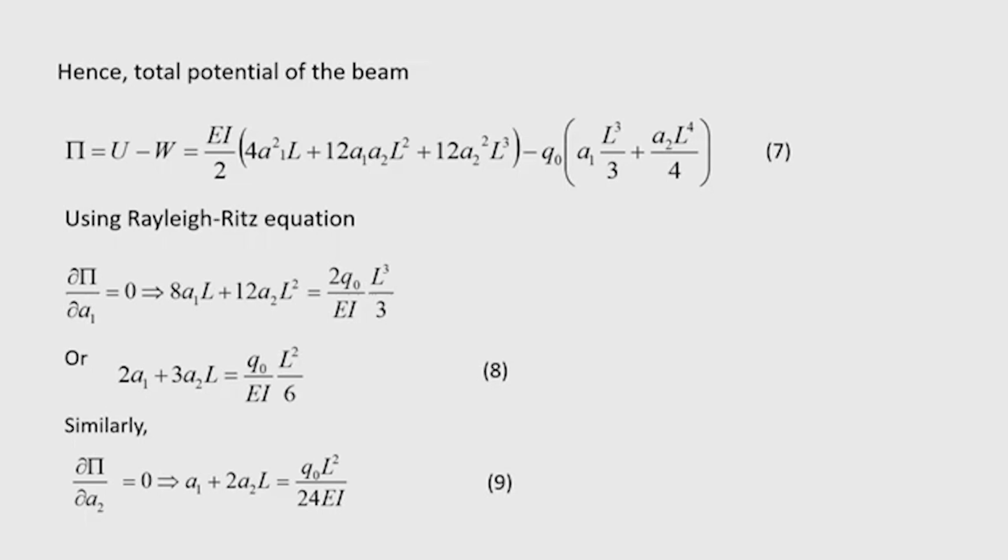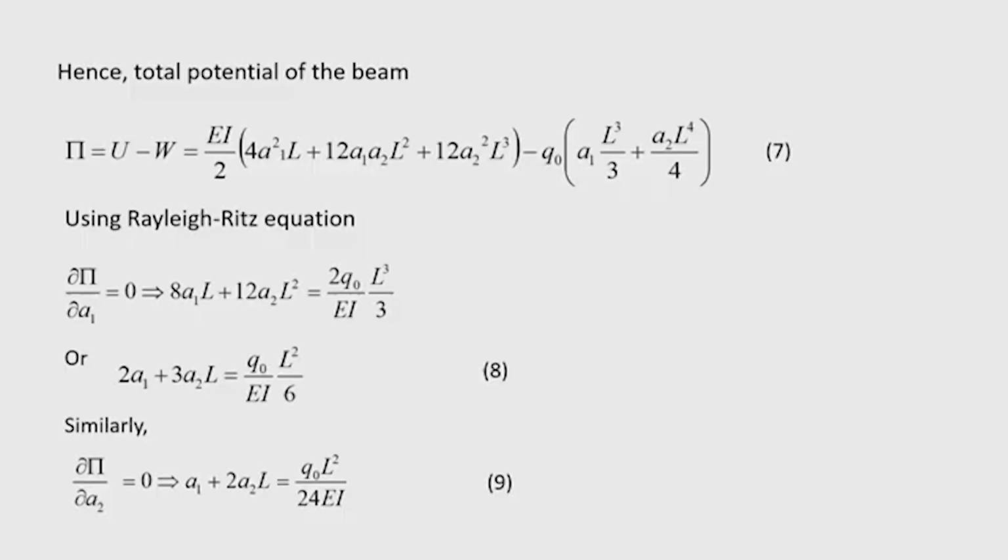Now, we use Rayleigh's equation. So, what is Rayleigh's equation? Del pi by del a 1 equal to 0, del pi by del a 2 equal to 0, del pi by del a 3 equal to 0, but since we have taken only two terms in the deflected line, because it is a beam problem, we have to differentiate it with respect to a 1 and a 2 separately. So, first we differentiate with a 1.